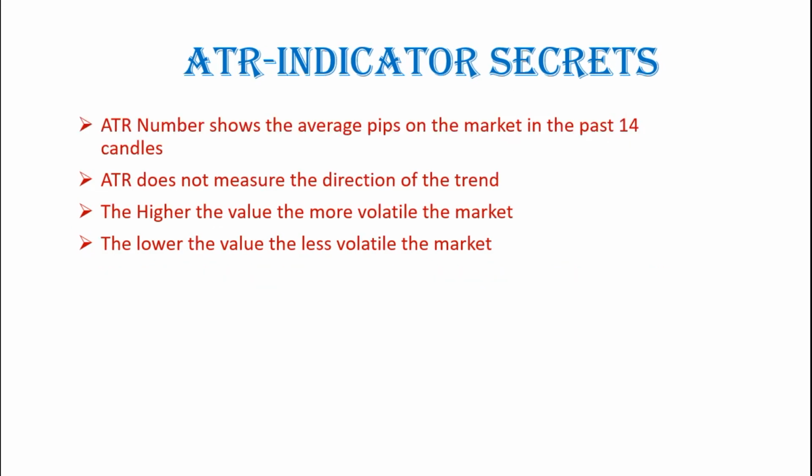ATR is a number that shows the average pips of the market in the past 14 candles, according to the time frame which you are using. Also, it does not measure the direction of the trend. The higher the value of the ATR, the more volatile the market will be. The lower the value, the less volatile the market.